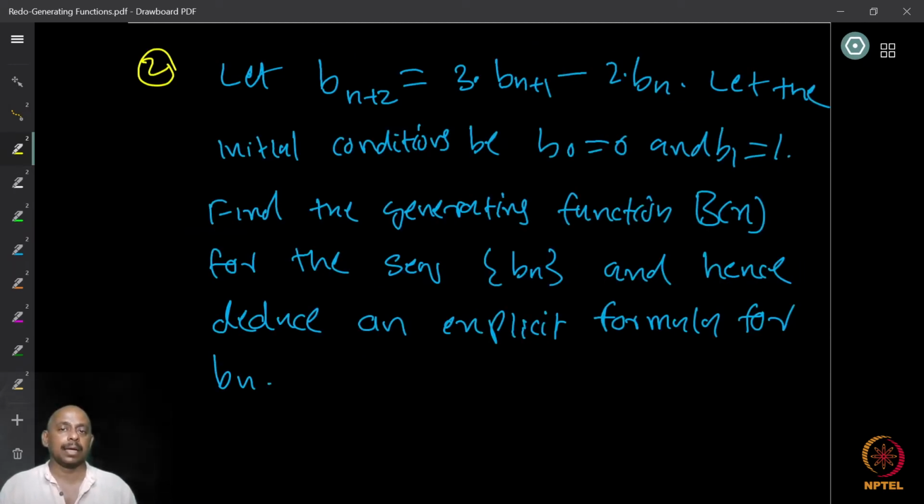The second question asks you to solve the recursion relation Bn plus 2 is equal to 3 times Bn plus 1 minus 2 times Bn. Now, the initial conditions are assumed to be B0 is 1 and B1 is equal to 1. Okay. Now, again, use this information, find the generative function B of x, which is the generative function for the sequence Bn. And using this, deduce an explicit formula for Bn, right? From the generative function, we want to find a closed formula for Bn.